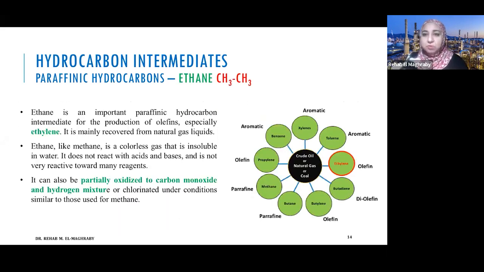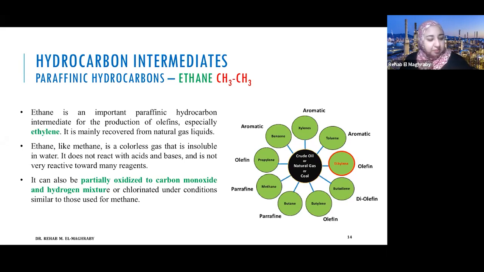Actually, it is one of the components of natural gas. It has two carbons and six hydrogens. Ethane in its current state is not very useful. It has to be converted to ethylene to have a double bond. So we take one hydrogen, another hydrogen, and we get ethylene, which has a double bond. This double bond is converted from paraffin to olefin. This is what we want, the double bond. If it is converted to ethylene, it can be polymerized to polyethylene.